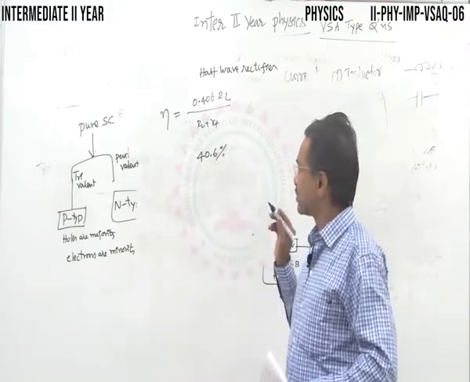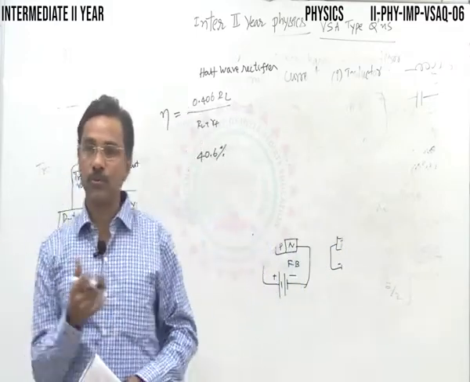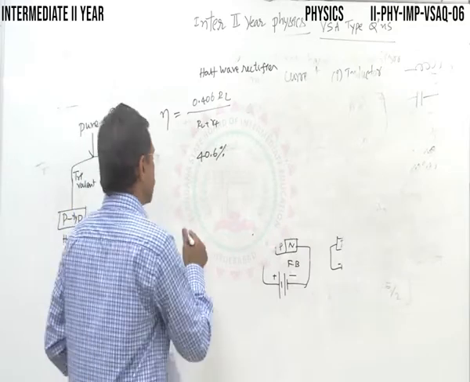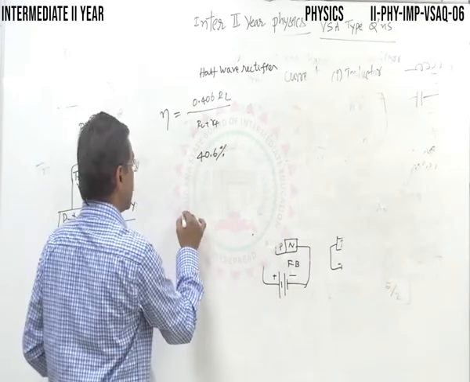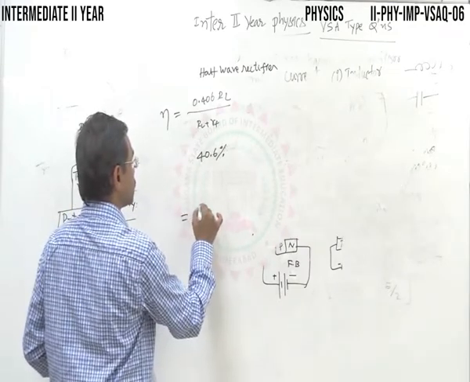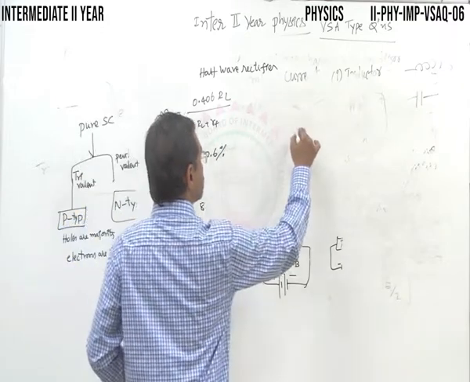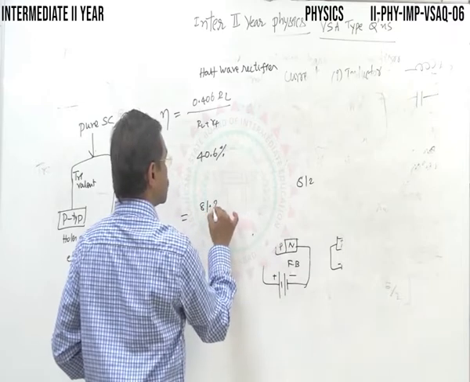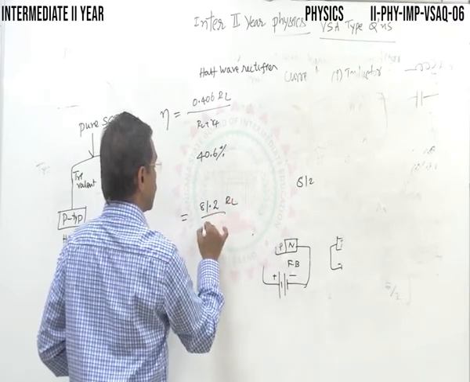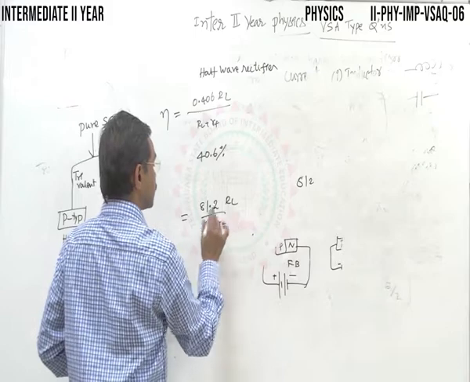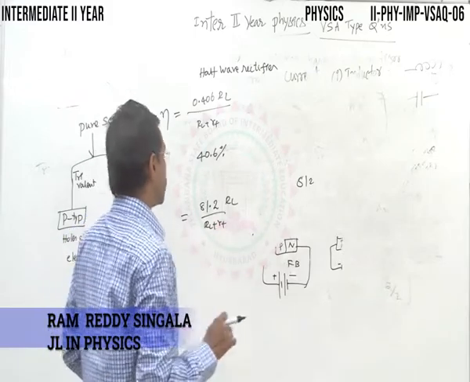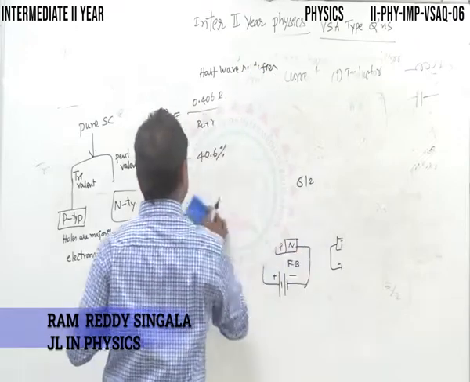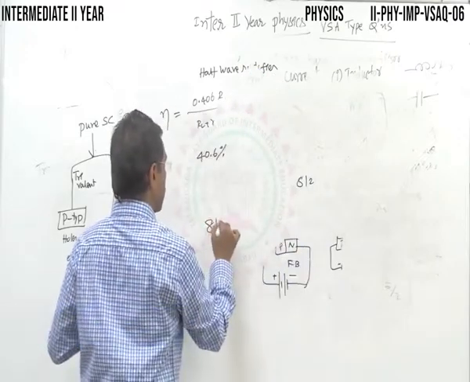In a full wave rectifier, 2 diodes are employed simultaneously so that its efficiency gets doubled. The efficiency is 0.812 RL by (RL plus RF). So you can write this expression for efficiency. Of course, this is 81.2%.